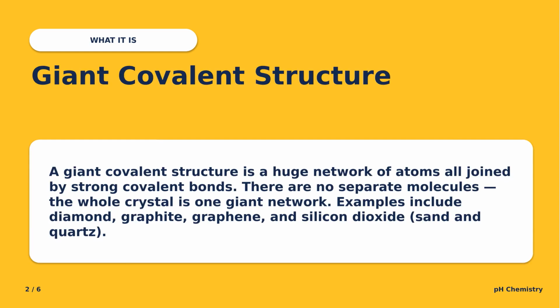A giant covalent structure is a huge network of atoms all joined by strong covalent bonds. There are no separate molecules. The whole crystal is one giant network. Examples include diamond, graphite, graphene, and silicon dioxide, which is sand and quartz.